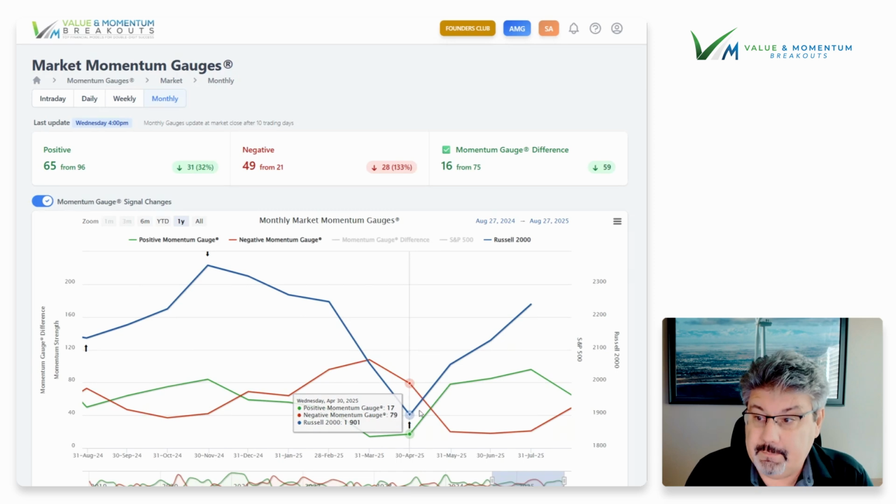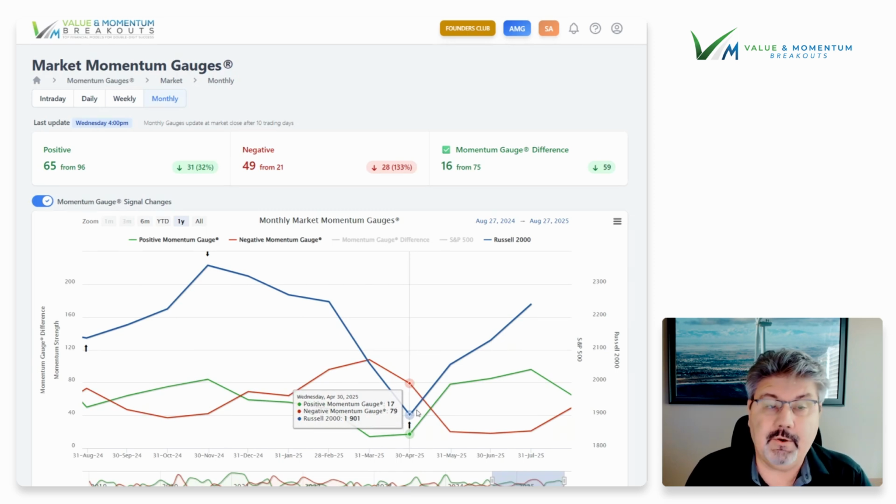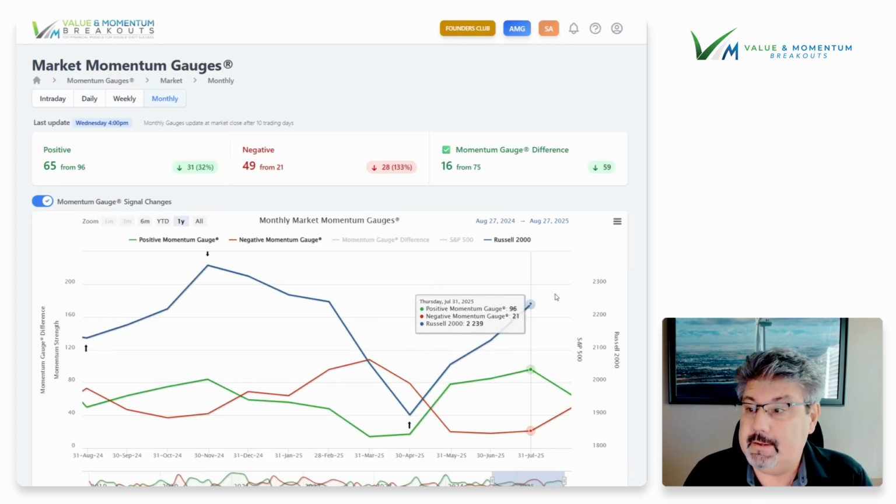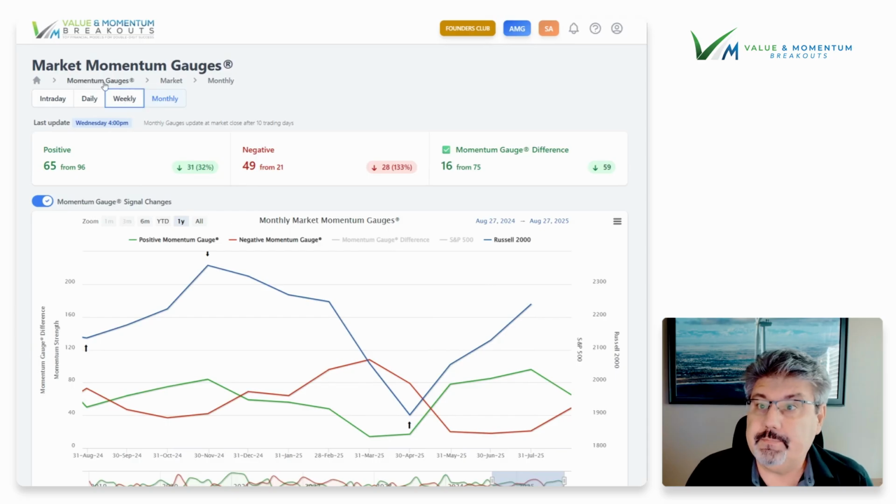So the best time to buy would be when the macro conditions, the biggest indicators like the market momentum gauges, are positive and your sector is positive and your stock is an MDA breakout stock, and you'll get very strong gains, more often than not. And we'll look at that. So that's just at the market level.